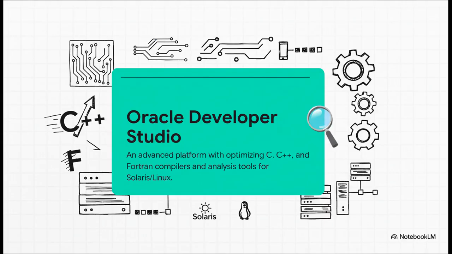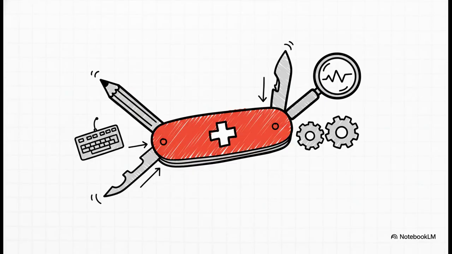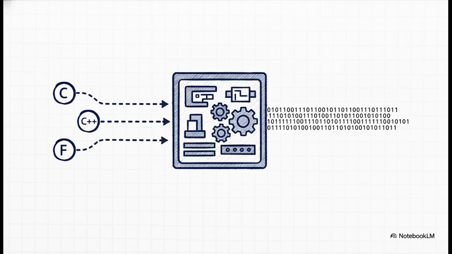No fluff. You know, probably the best way to think about it is like a Swiss Army knife for high-performance developers. It wasn't just one thing. It was this completely integrated set of tools that took you all the way from writing your code to compiling it, and then, crucially, analyzing it to squeeze out every last drop of performance. So, let's break that down.